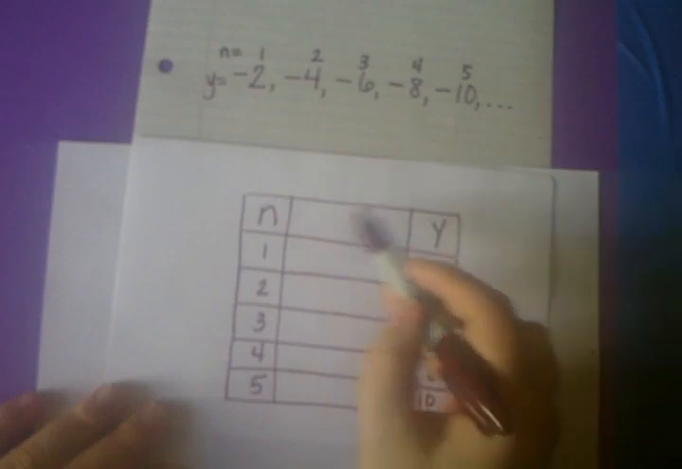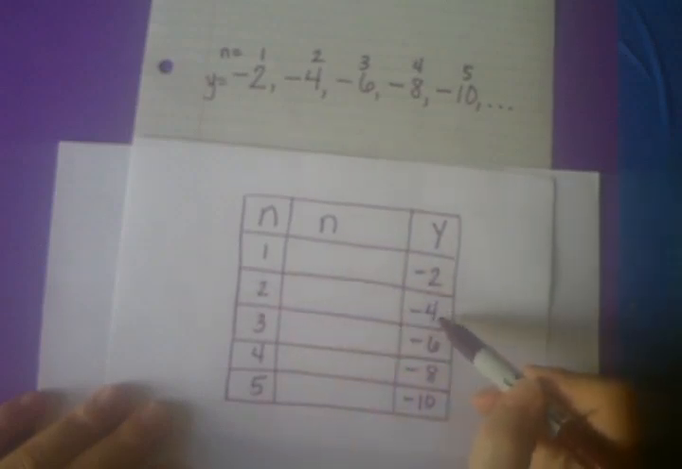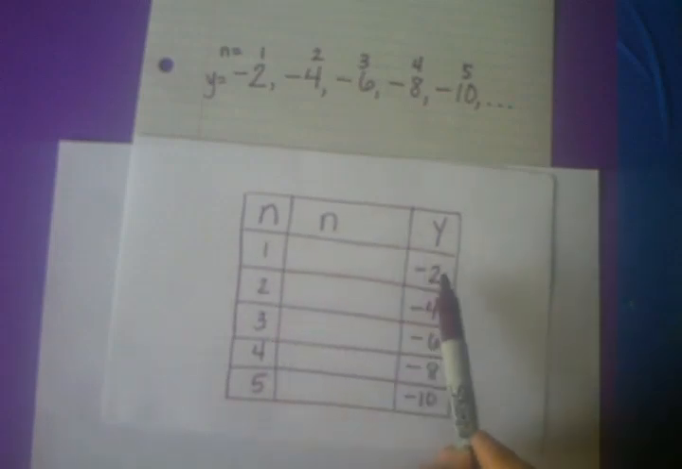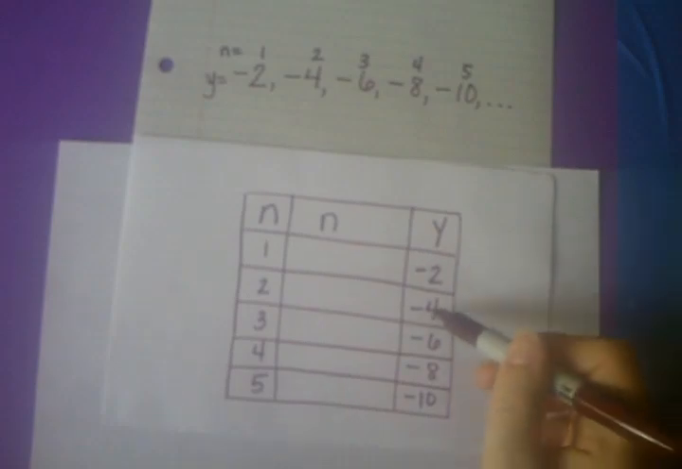The middle section is what I do to n to create the answer in the sequence. So to get a negative 2, I could say 1 minus 3 is negative 2, but 2 minus 3 is not negative 4. So the pattern cannot be subtracting. So instead I'm going to look at other things I can do to create these numbers. Well, I do know that 1 times 2 is 2, but this is a negative 2. So it must be 1 times negative 2 is negative 2. 2 times negative 2 is negative 4.